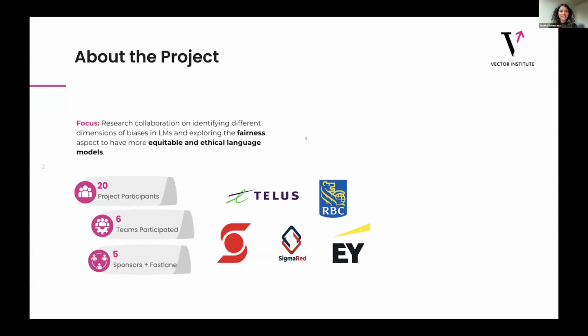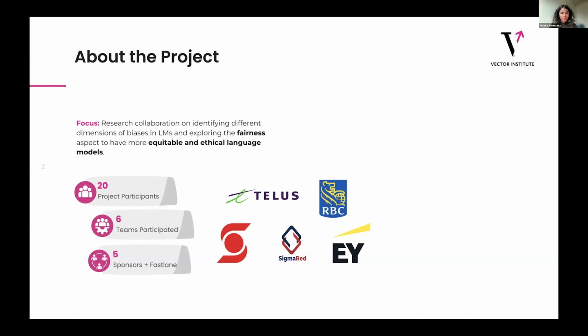Before I get started, let's talk a little bit about what exactly this Applied Research Collaboration Project was. Uncovering Bias in Language Models was essentially a project that aimed at facilitating research collaboration on identifying different dimensions of biases in language models and exploring the fairness aspect of it to develop more equitable and ethical language models.